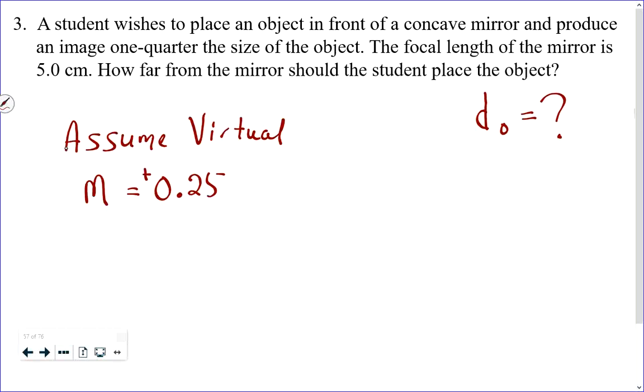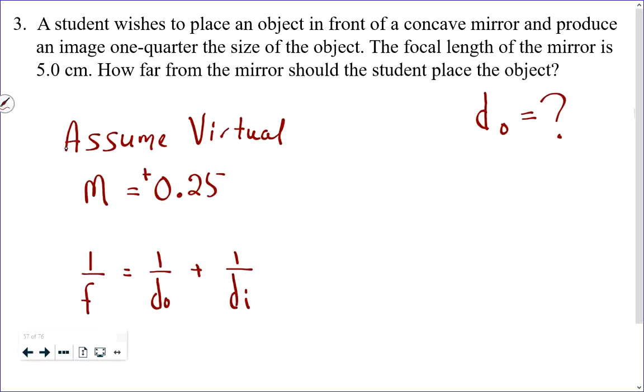How many of you know it's not virtual? Just one or two, okay. Don't worry about it if you don't. Where am I getting 0.25 from? Well, if it's 1/4 the size of the object, then the height of the image over the height of the object is 1/4, which is 0.25. I'll come back to that. We also have 1 over f equals 1 over dO plus 1 over dI. And we know the focal length.